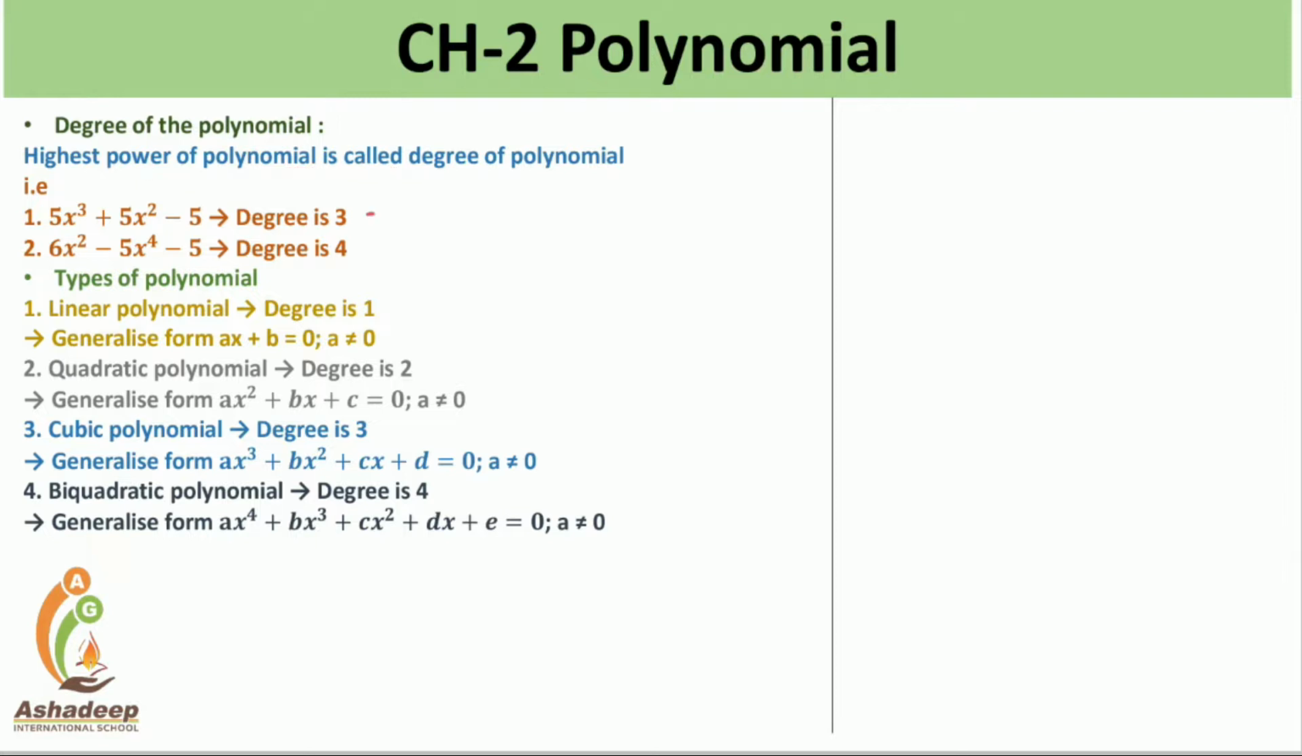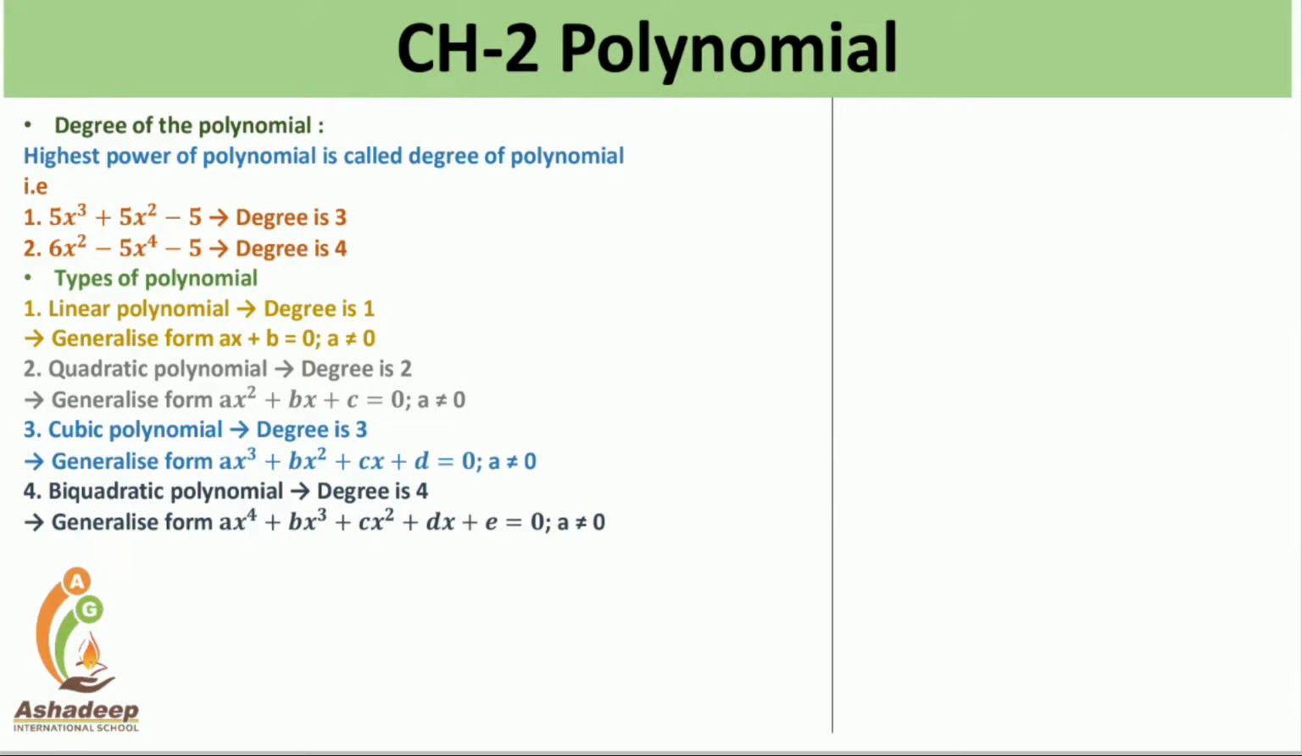Let's check this example. Here the first power is 3. This is 2, and this doesn't have any power, so it is a constant term. So the highest power is 3, so the degree of this polynomial is 3.